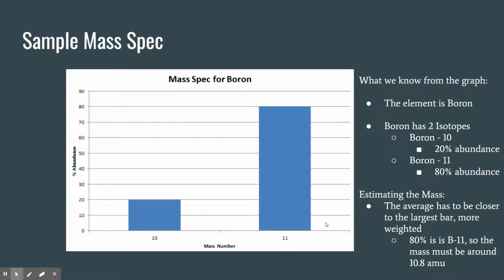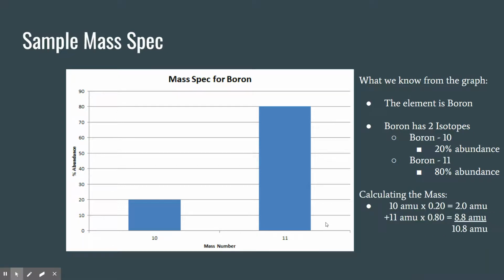It's easy when the numbers are right next to each other and there's only 2 peaks, because I'm just looking at the percents. I can also do this mathematically. I know that this first bar is a mass of 10. I know it's about 20%, so I'm going to multiply it by 0.2, 20%. The second bar is 11, and it's 80%. And I'll get that same number, 10.8 atomic mass units, which is the atomic mass for boron.